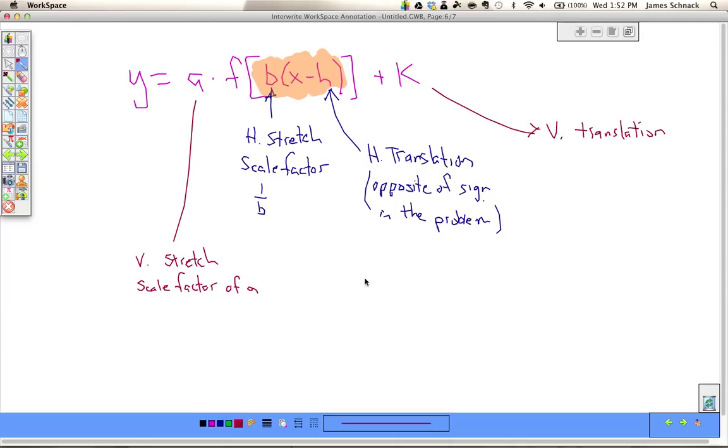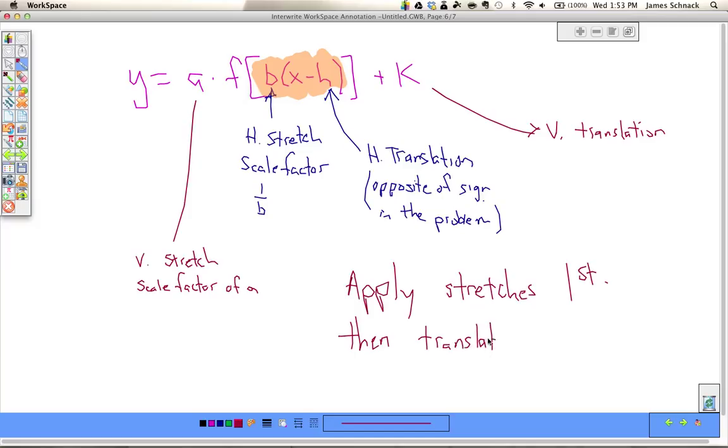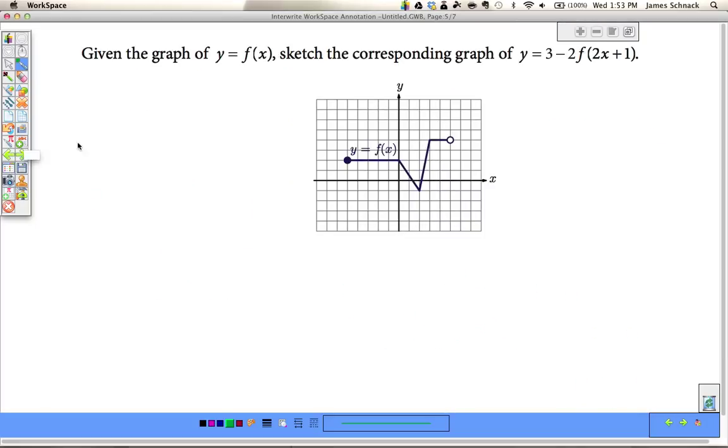When you're applying these transformations, apply stretches first. Then translate. And this only works, again, if the thing inside the parentheses is in a factored form. Remember that the translation can also be given in its vector form, h on top, k on the bottom. So let's dive in and look at an example.